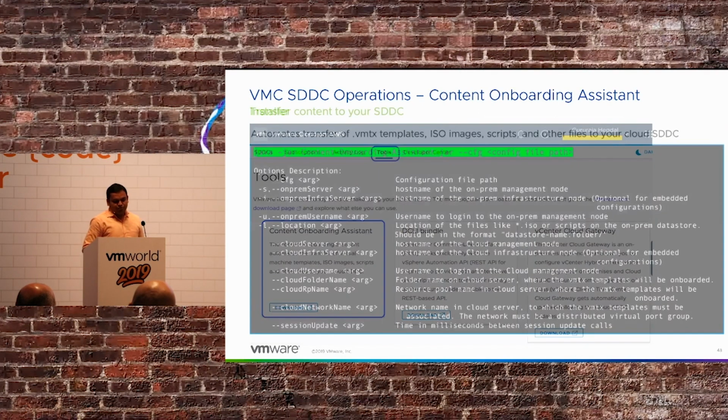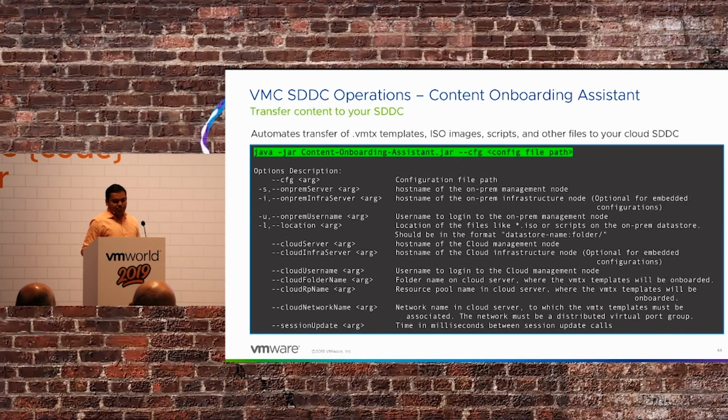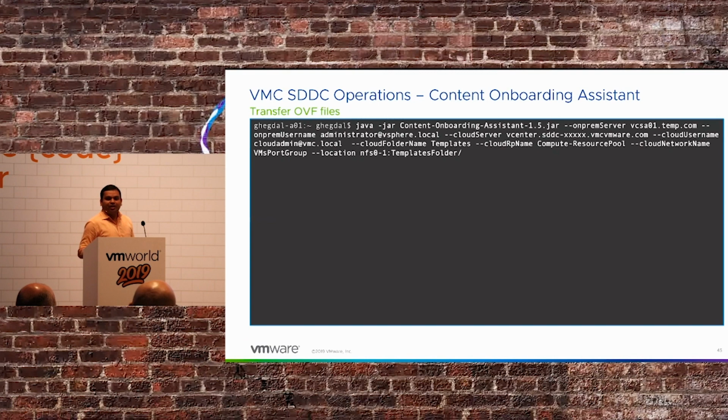So here is the sample usage of the content onboard assistant tool. The screenshot shows various options that are available. Let's look at one example wherein we will try to transfer OVF files from the on-premise data center to the cloud data center. Here, I have specified the on-premise server details, the admin password and credentials, the cloud server I would like to transfer the virtual machines to, and which data store I would like to scan for the OVF files.